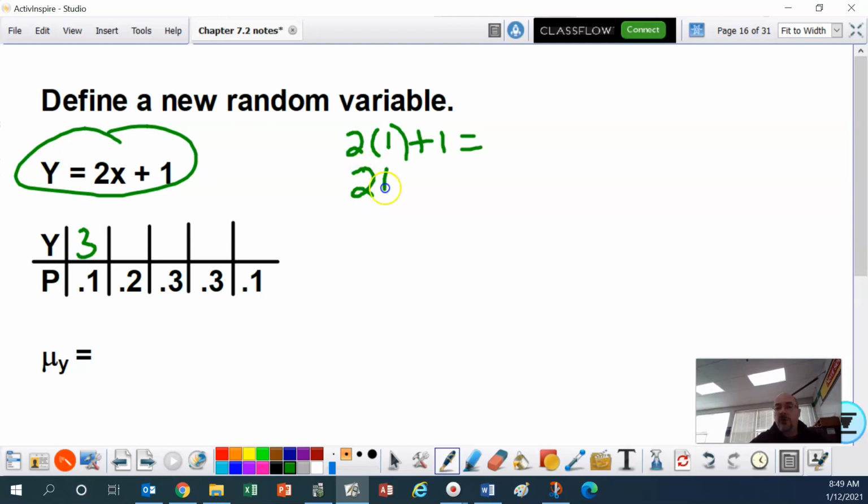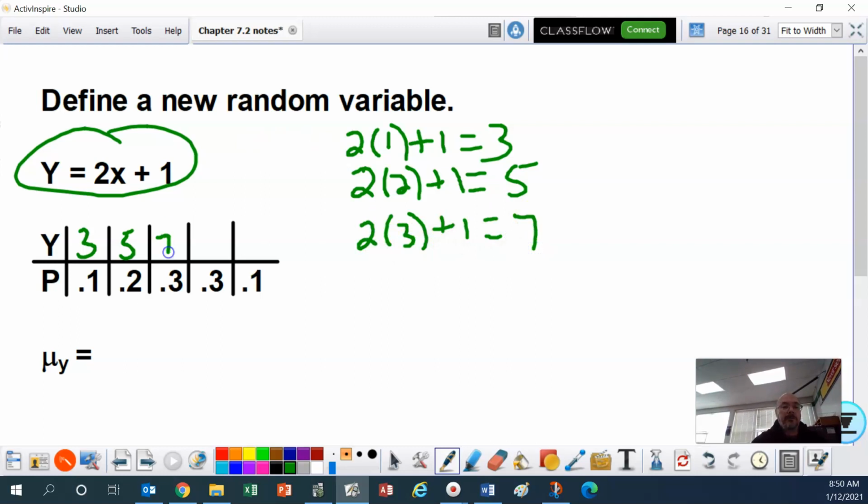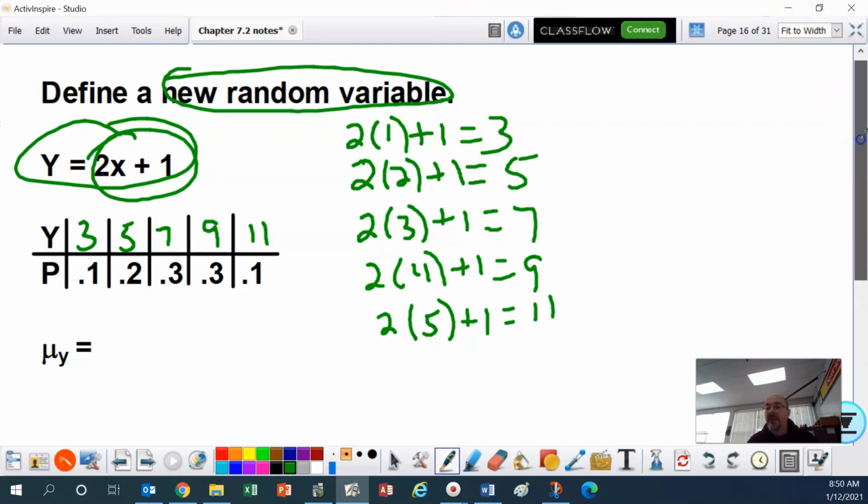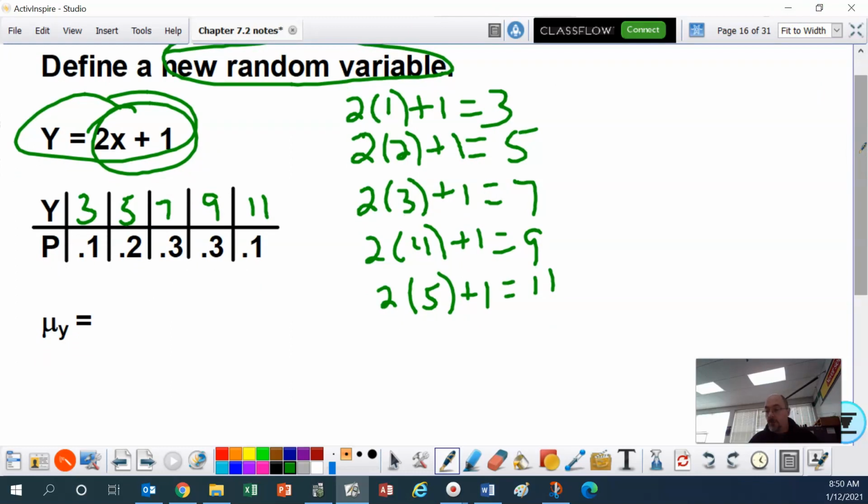Okay, now I'm going to take the 2 from the last problem. I'm going to double it and add 1, so that's going to be a 5. Now I'm going to double the 3 and add 1, and that's going to be a 7. Double the 4 and add 1, that's going to be a 9. And we're going to take 5 and double it and add 1, and that's going to be 11. Okay, so this is my new random variable by doubling and adding 1 to each number of the x. Now that is the y distribution.